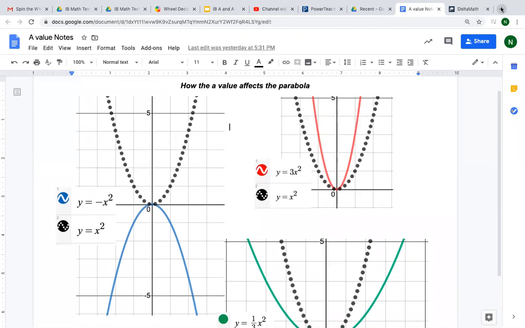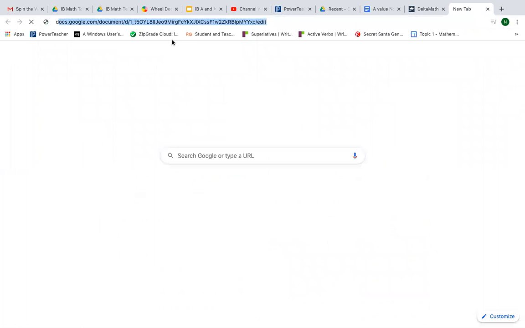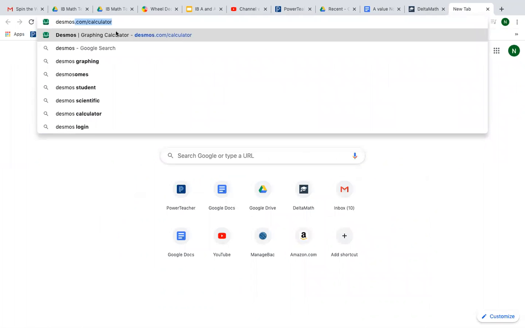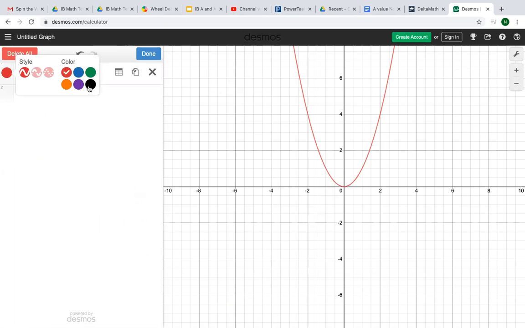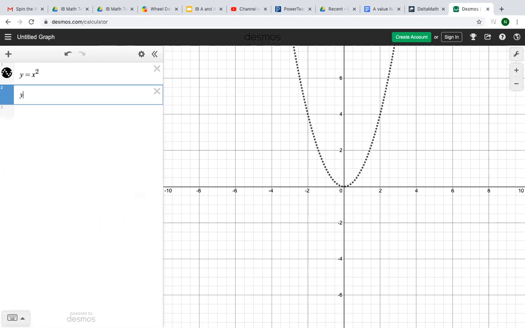So we're going to do this to the extreme now. I'm going to pull up Desmos, and y'all can use this if you want to while you're going through the Delta Math to make sure that you understand it. If I have y equals x squared, I'm going to make this one the black dotted line so we know what the original graph looks like.